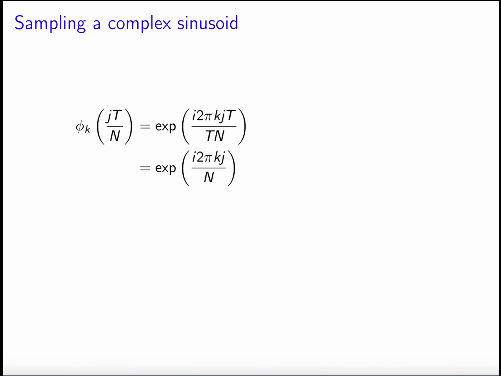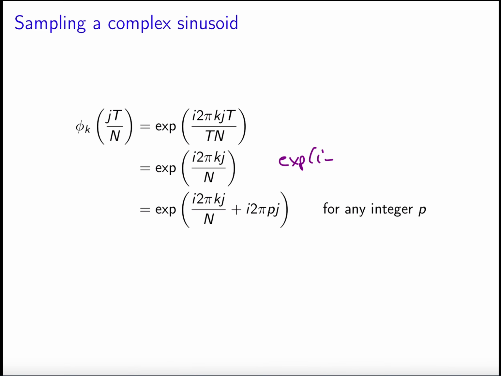Now complex exponentials are periodic with period 2 pi. Why? Because a complex exponential is nothing else but a cosine in its real part and a sine in its imaginary part, and both of these are periodic with period 2 pi, so the whole thing is periodic with period 2 pi. For any arbitrary integer p, if we add 2 pi p j to the argument of the complex sinusoid, it does not change. So now we can just put the p inside like this, because the N's would cancel.